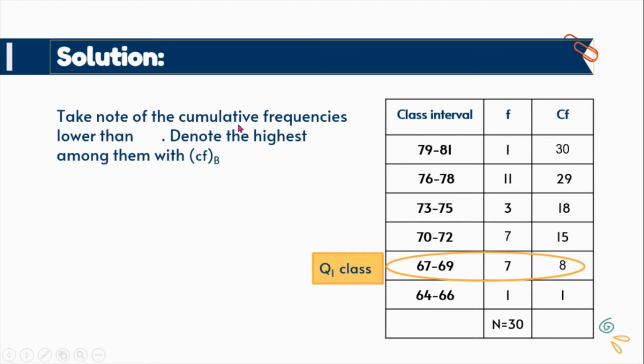Take note of the cumulative frequencies lower than Kn over 4, or lower than 7.5, and denote the highest among them with Cf sub b. And here, the cumulative frequency lower than 7.5 is this one here, and this is also the highest. So this is our Cf sub b.